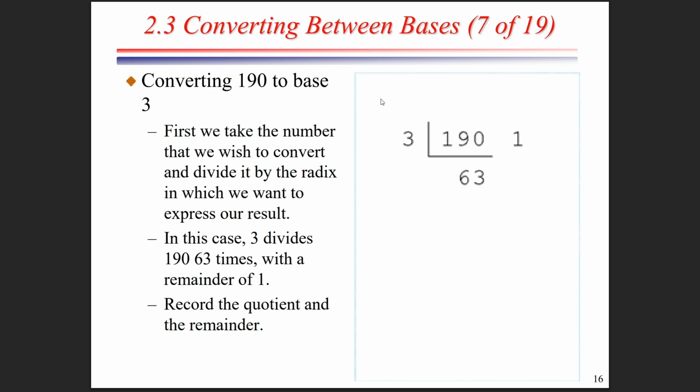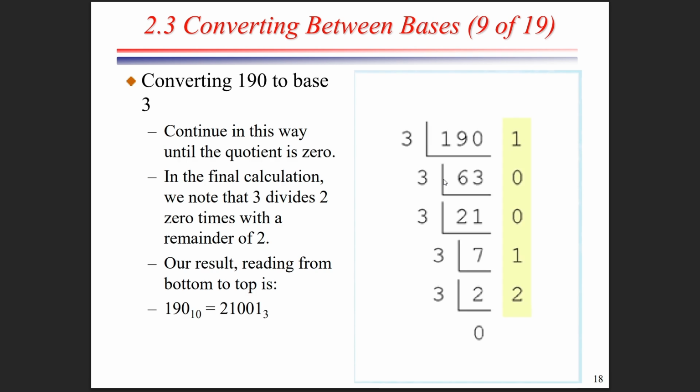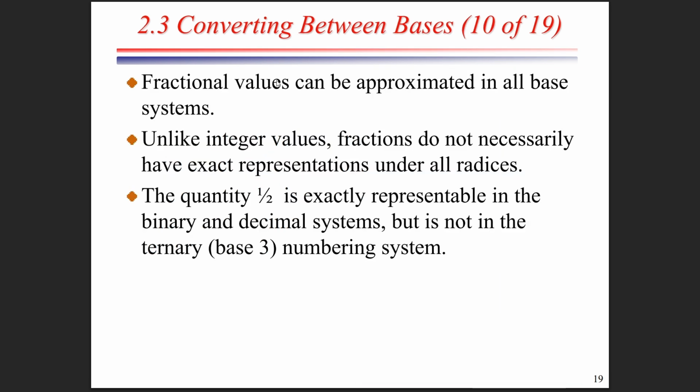190 to base 3. First, we divide by 3, then we divide by 3 again and again, until there's nothing left. After that, we write down the remainders from downward to upward: 21001.